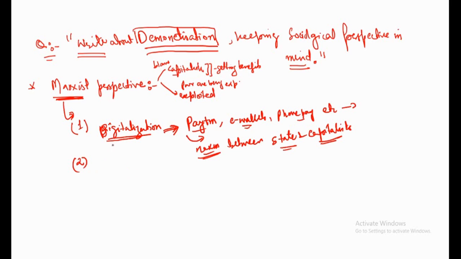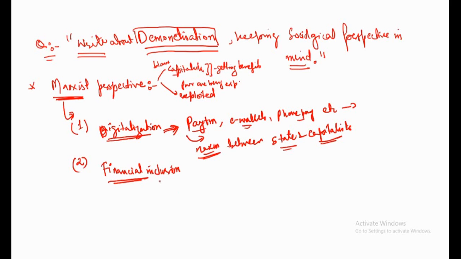For example, due to demonetization, financial inclusion happened. You all know that people had to open bank accounts, those people who were not financially included, and they had to open bank accounts and then deposit all the currency of 500 and 1000 rupees notes in their bank accounts.